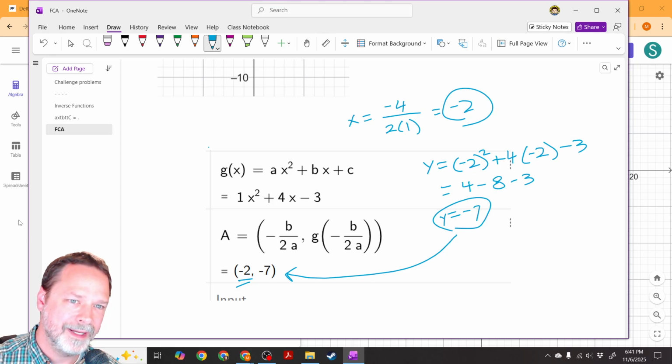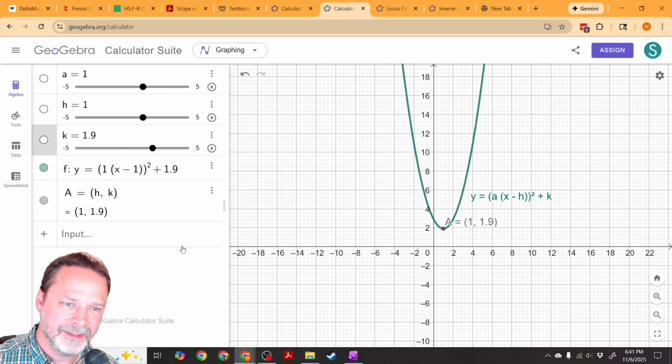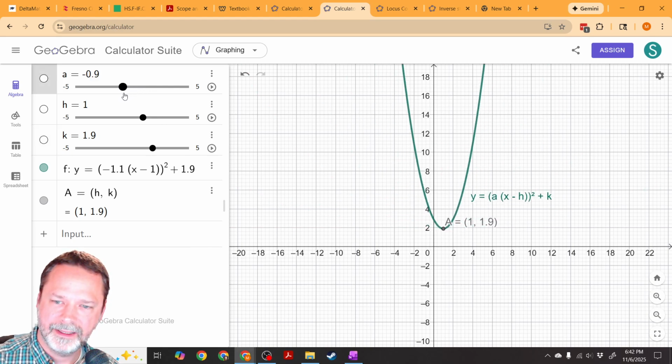Let's see, what else? Okay, so that's if this is in standard form. What if it's in a different form? What if it's in this vertex form? We love this vertex form. A times x minus h squared plus k. And I can change a again.